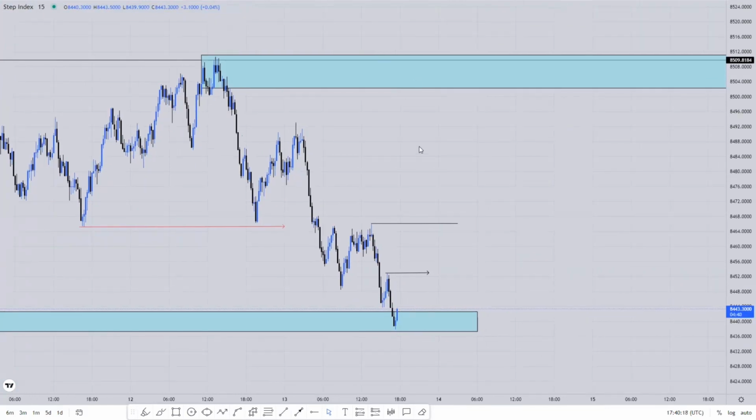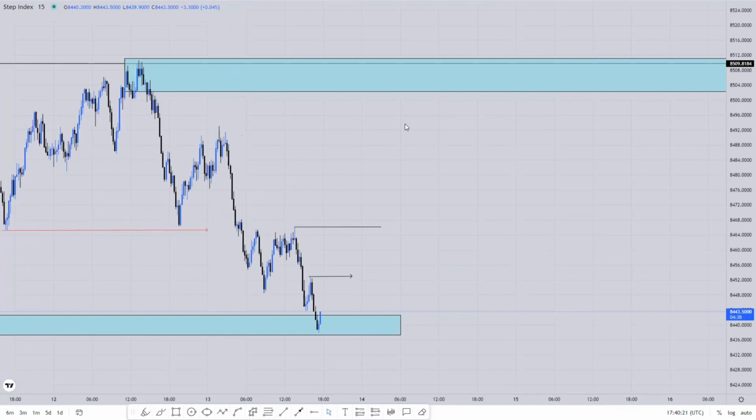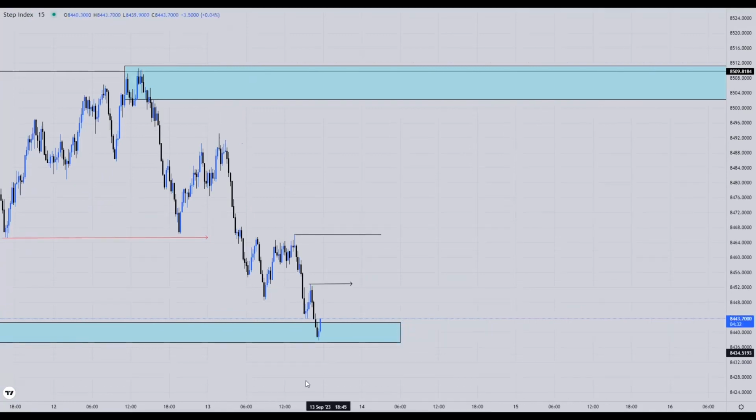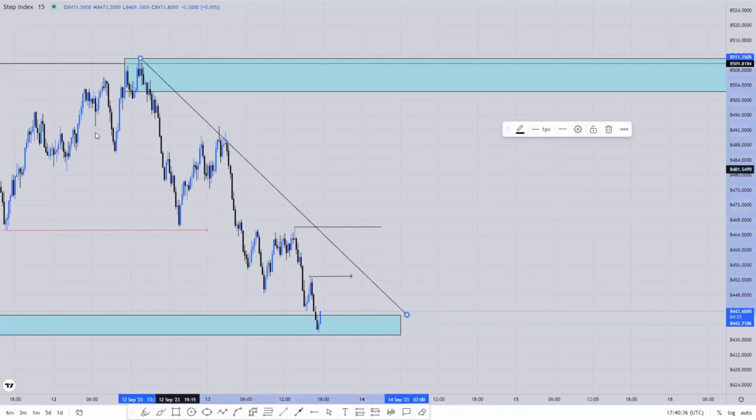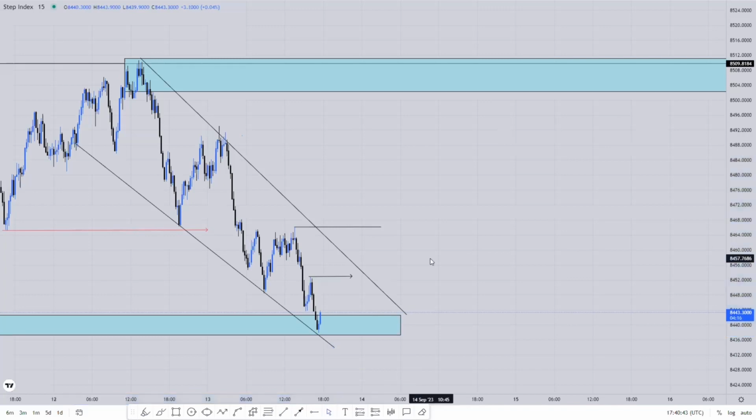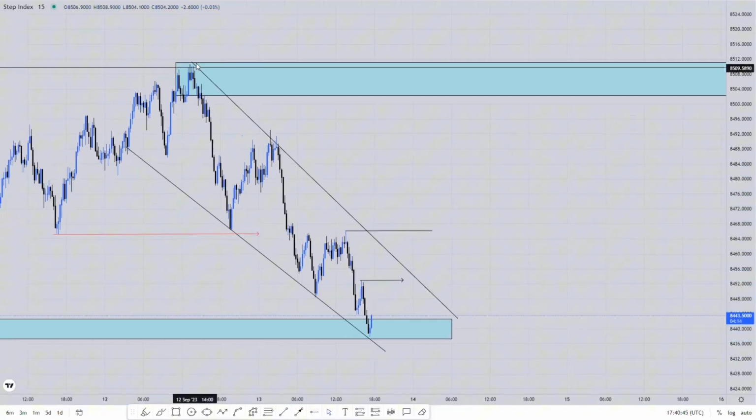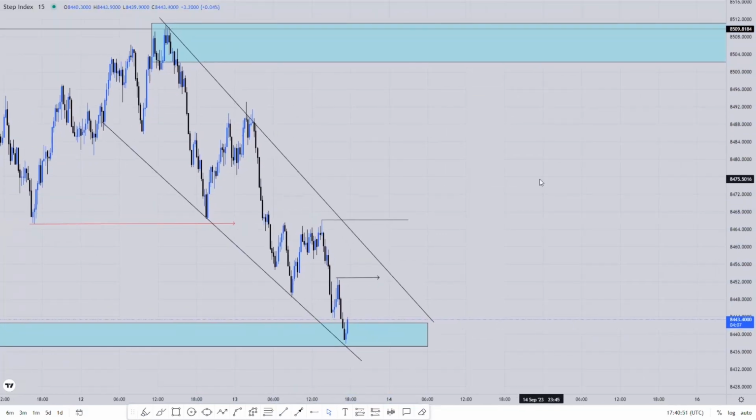Can you please explain liquidity once more? Liquidity is simply stop losses of retail traders. That is what you call liquidity. Liquidity is where your stop losses are as retail traders. Where you put your stop losses, that's what they call liquidity. That zone where you put the majority of your stop losses, they call that zone a liquidity zone.